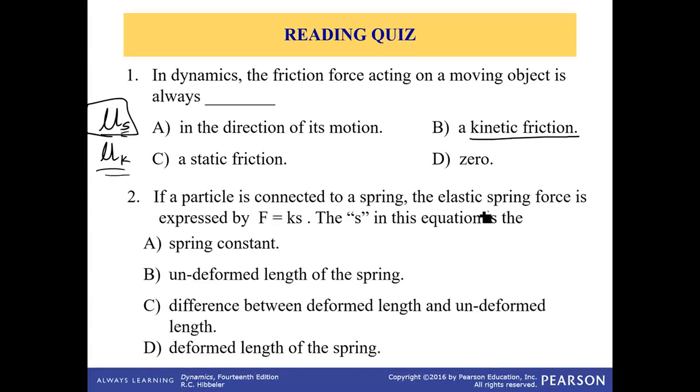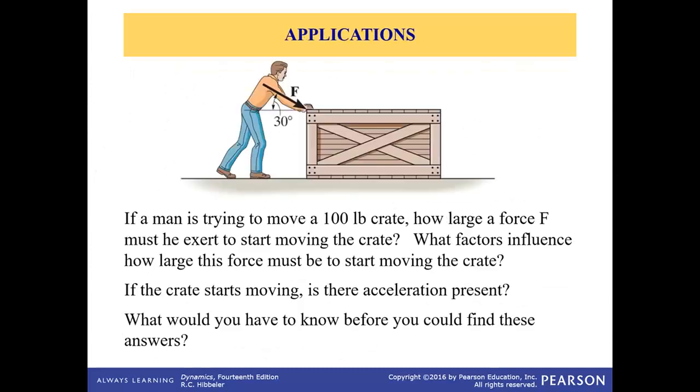If a particle is connected to a spring, the elastic force is expressed by F equal to ks. In that equation, s is the difference between the deformed length and undeformed length of the spring. So if the spring has, let's say, an original length of 1 meter, and when the force is applied, the spring changes its length to 1.5 meters, then this is called the deformed length, and this is the undeformed length. So s in that case is 1.5 minus 1, which is 0.5. Okay, so this is the correct answer.